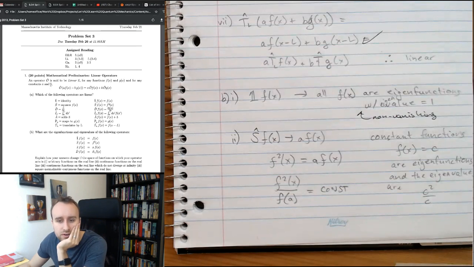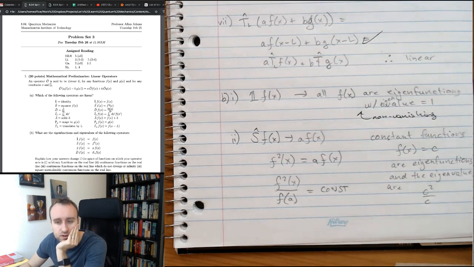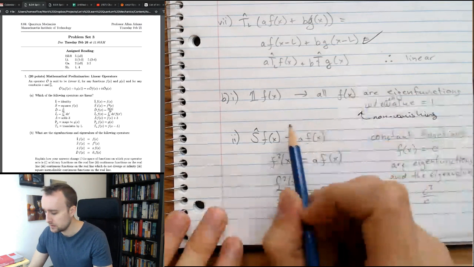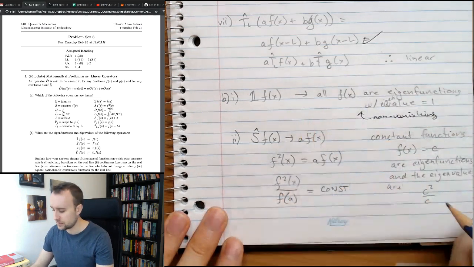Oh, I'm missing a whole section here. Explain how your answers change if the space of functions. Oh, geez. Okay. I'm missing a whole section here. Space of functions, which your operator acts, is arbitrary functions on the real line, continuous functions on the real line, continuous functions on the real line which do not diverge at infinity, and square normalizable functions. So let's go through this again. This one's fine.